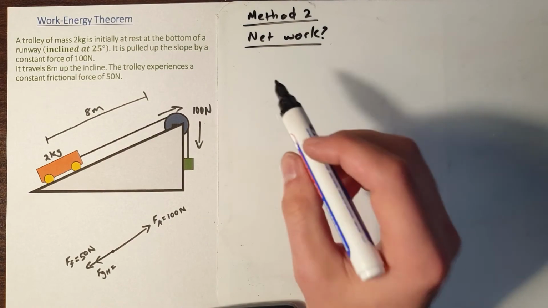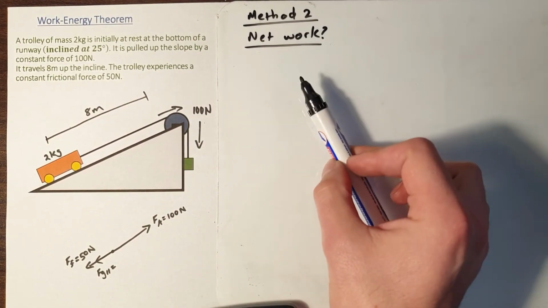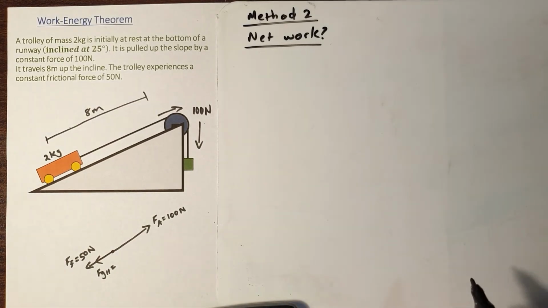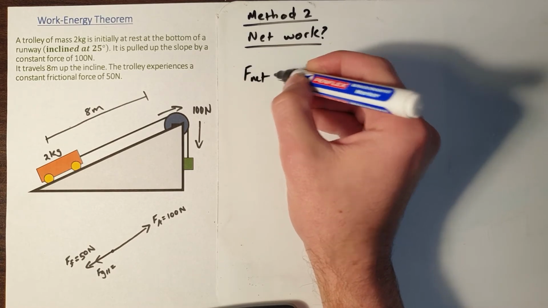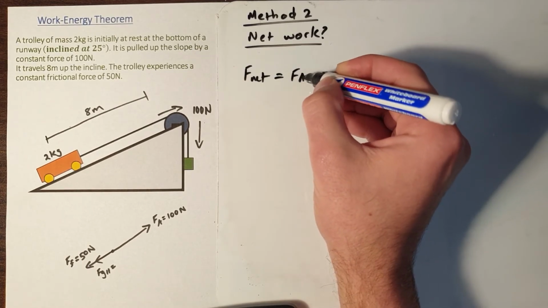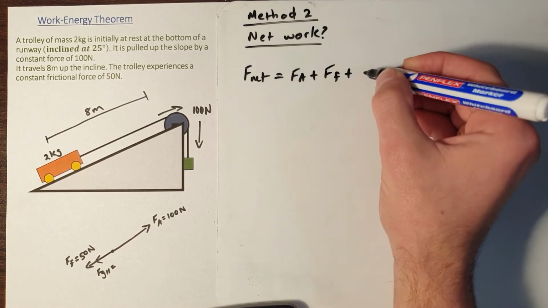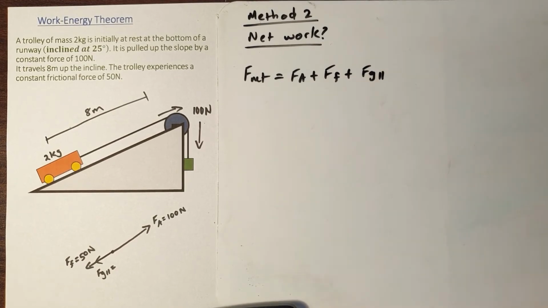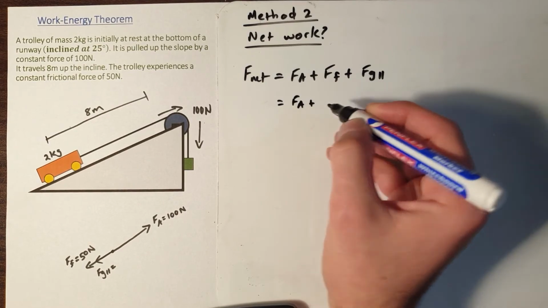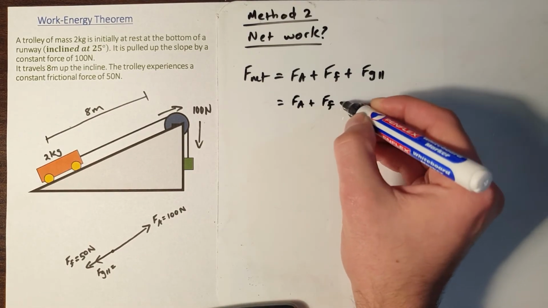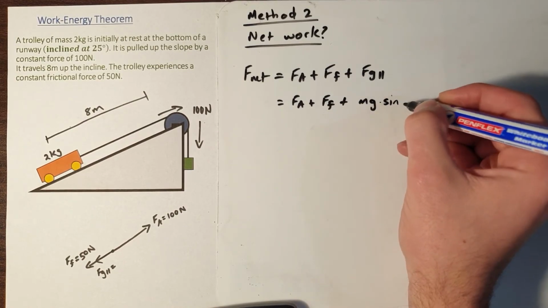So method 2. Now, where previously we worked out the individual works due to each force, we're now just going to work out the net force and then substitute that into the net work equation. So net force is going to be equal to the force being applied plus force due to friction plus Fg parallel. If we expand that out, it's going to be force applied plus force due to friction plus mass times gravity times sine theta.